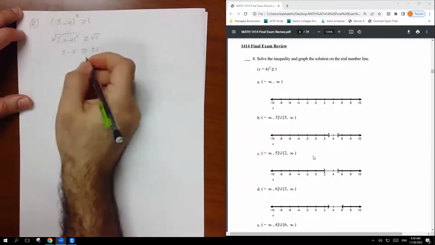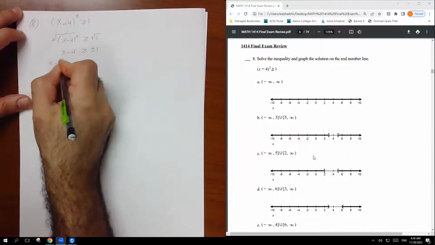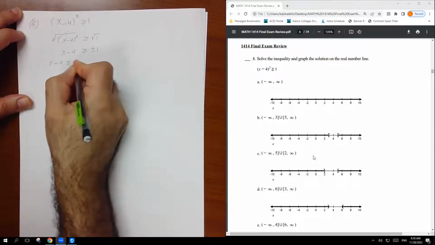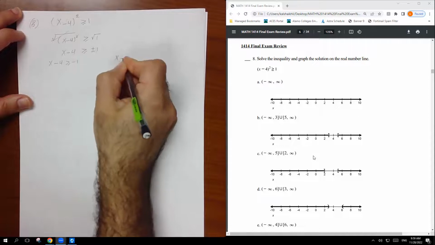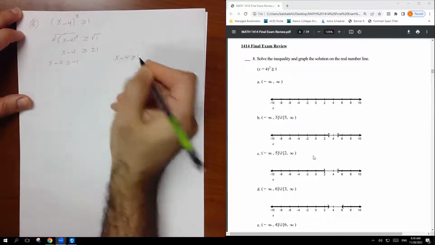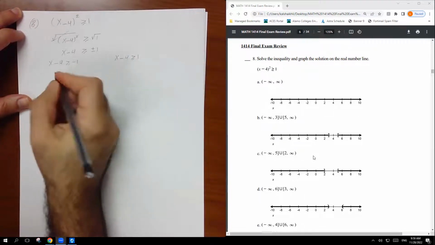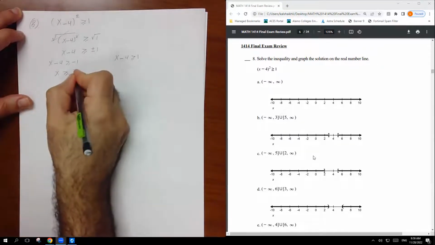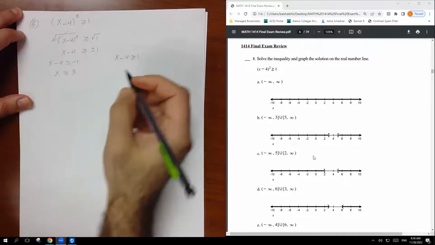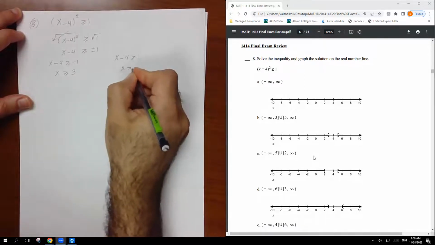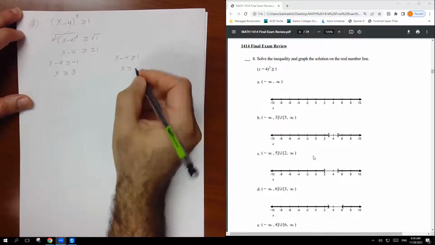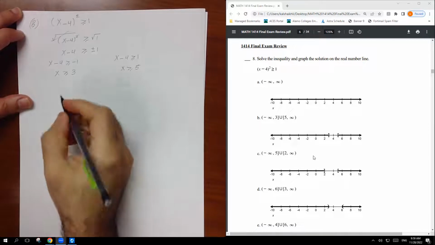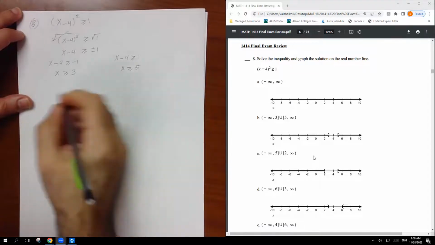So now solve this one. That means x - 4 is equal to negative 1, and x - 4 is equal to 1. Solve this one: add 4 to both sides. That means x = 3, because it's 4 minus 1. And here x = 5. That means my critical numbers are 3 and 5.